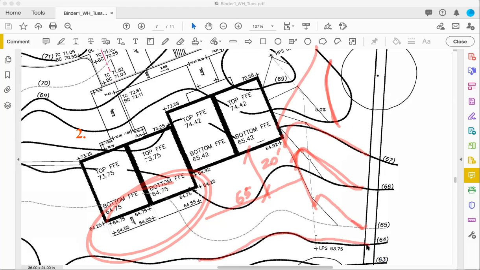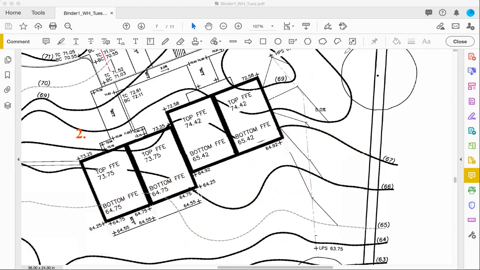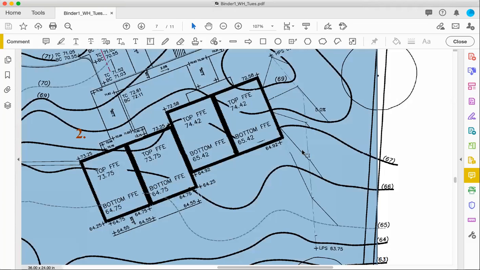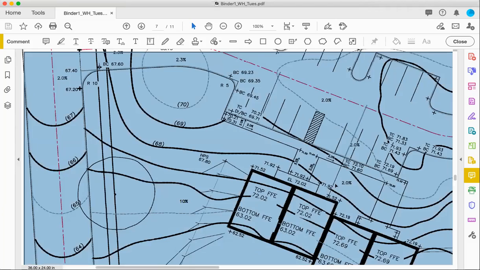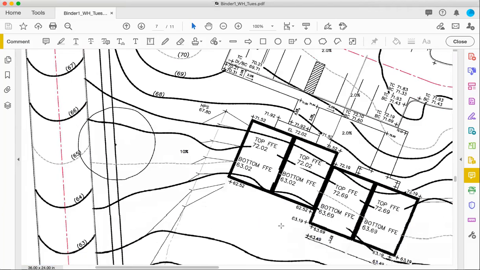Okay. I want to try to look at your swale before we run out of time, because you have tried to develop the other. Okay, so this area.